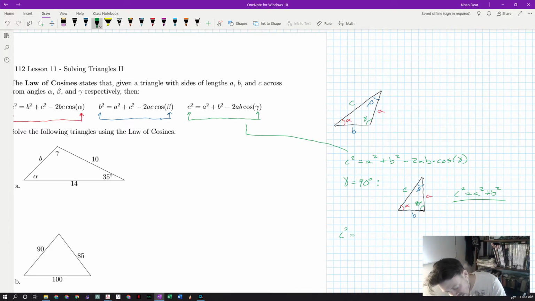So if I check that in the law of cosines, I get c squared equals a squared plus b squared minus 2ab times the cosine of 90 degrees. But the cosine of 90 degrees is 0.